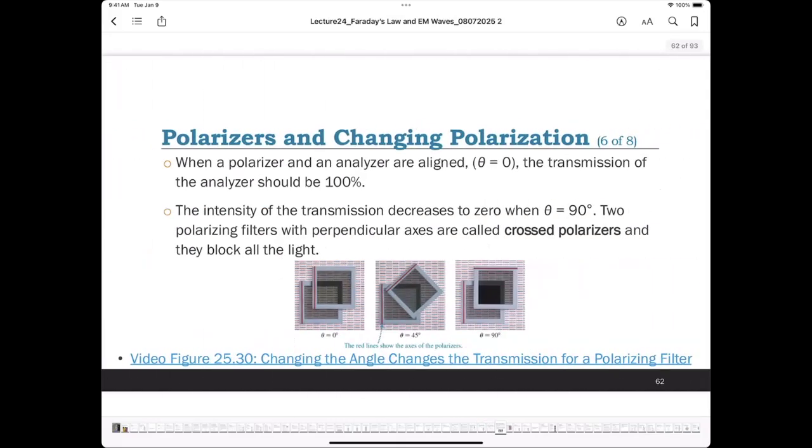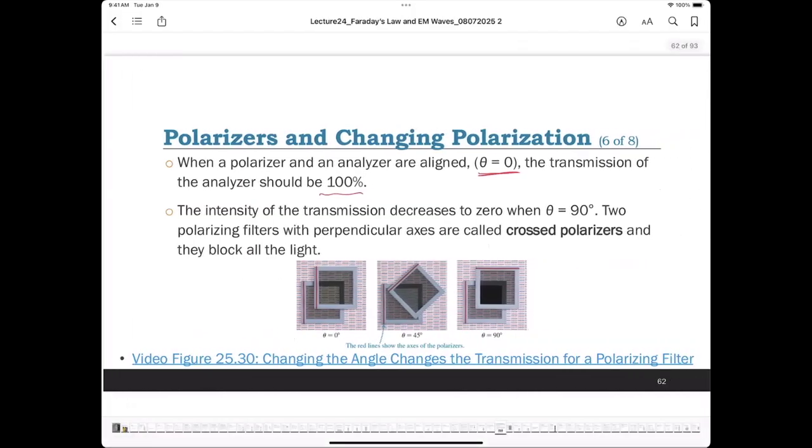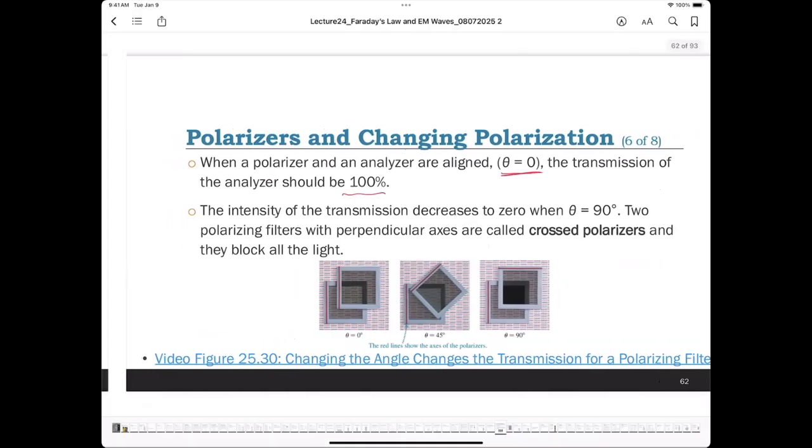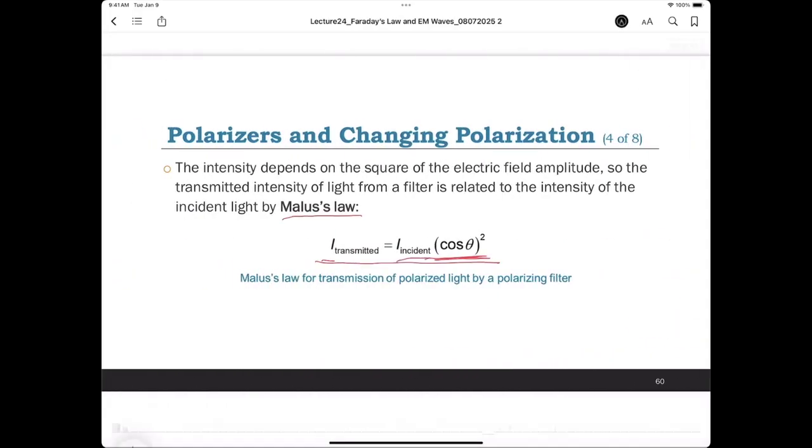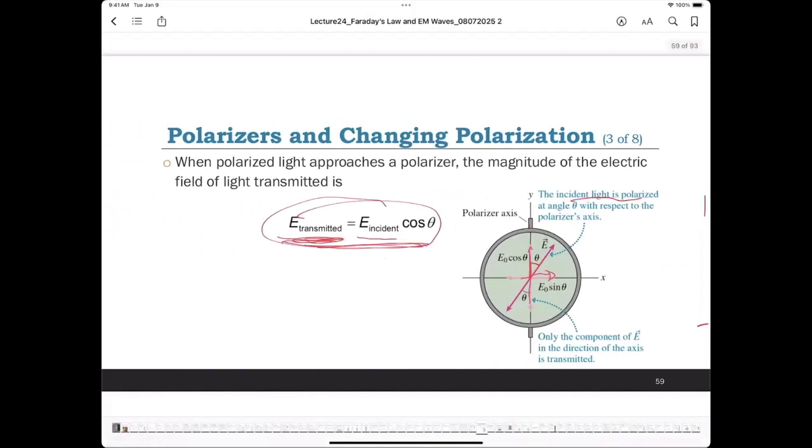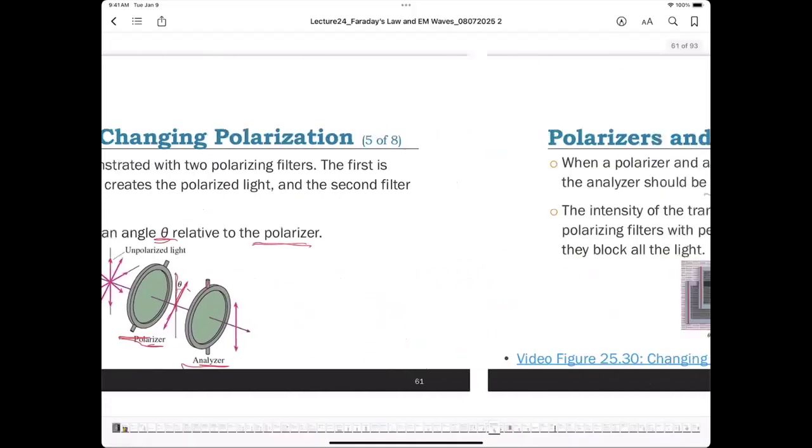When a polarizer and an analyzer are aligned, which means theta equals 0, the transmission of the analyzer should be 100%. If theta equals 0, cosine squared is 1, so the transmitted intensity equals the incident intensity, and likewise for the electric field.